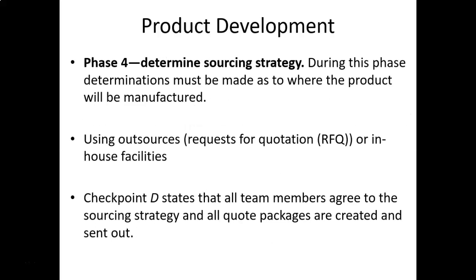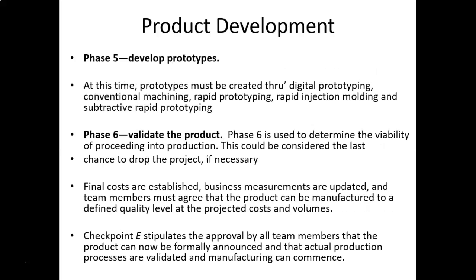Okay, we reach phase 4, which is to determine the sourcing strategy. Okay, checkpoint D states that all team members agree to the sourcing strategy and all quote packages are created and sent out. Okay, phase 5 is develop prototype. Okay, phase 6 validate the product. Okay, validate product. Phase 6 is used to determine the viability, which is the ability to live, of proceeding into production. Okay, final costs are established, business measurements are updated, and team members must agree to the project.